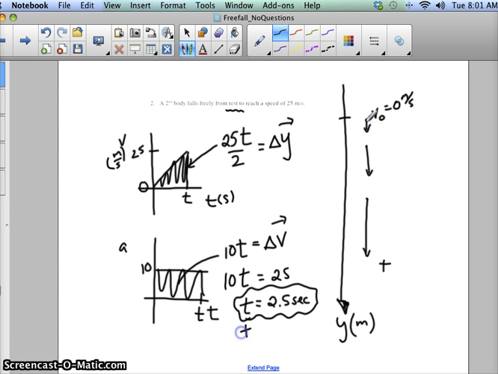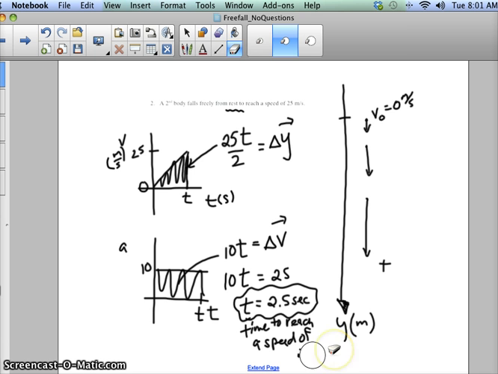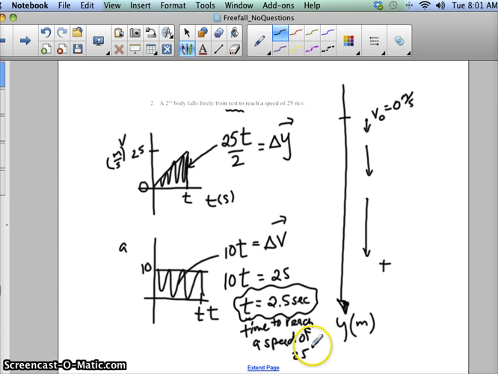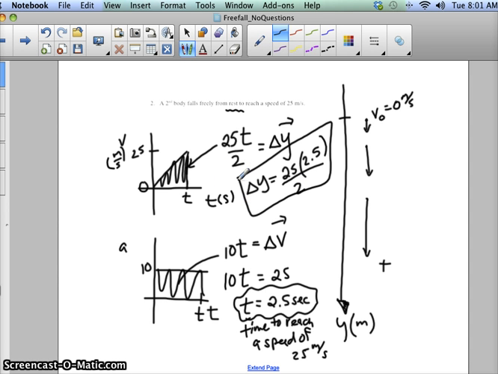And that's the time to reach a speed of 25 meters per second. And now if we know t, we can find delta y, that is how far the object falls while gaining up to a speed of 25 meters per second. So we got 25 times 2.5 over 2.